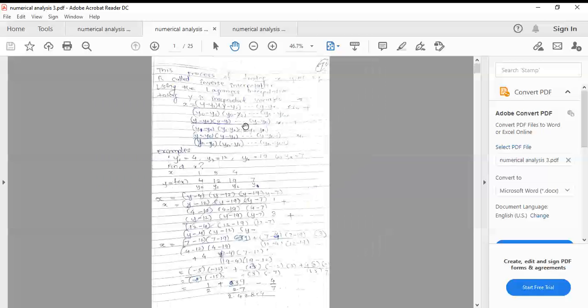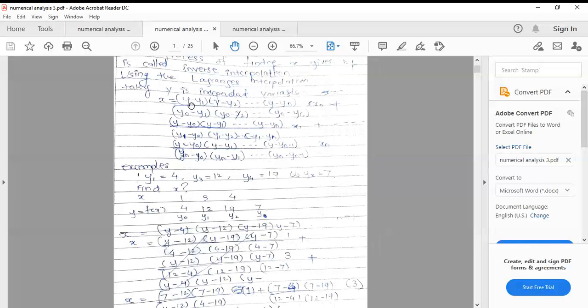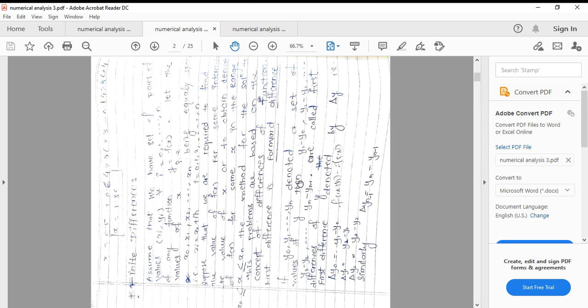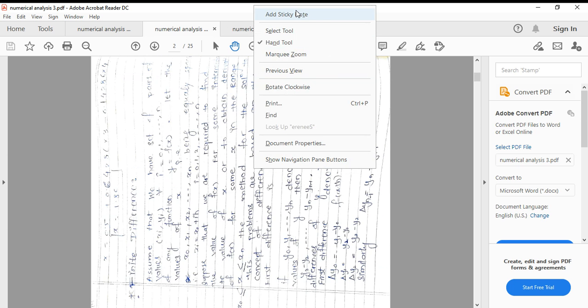Here you can see, if the values of y are given, then you can find the corresponding value of x, that is, at which value of x the value of y will be 7. So this also we have already studied. Now next we have studied is the forward difference operator.